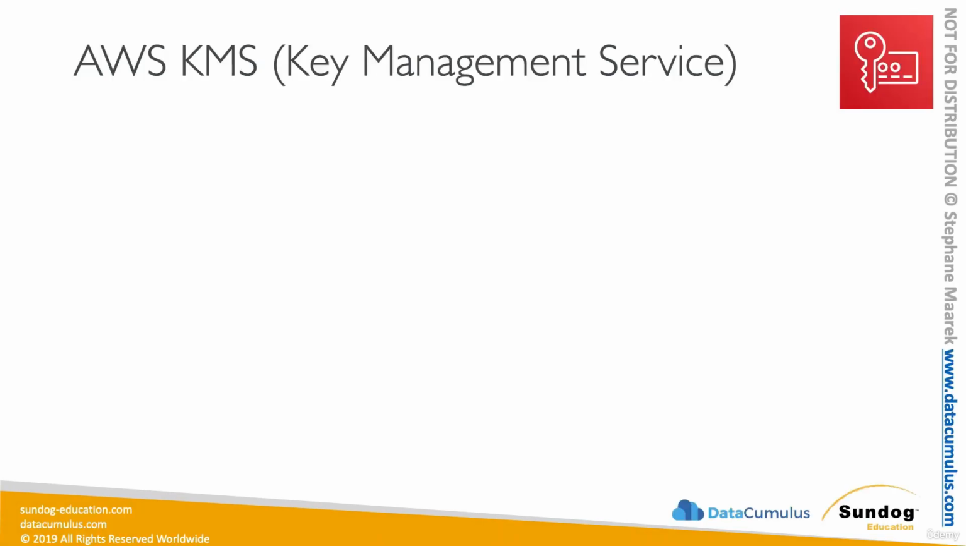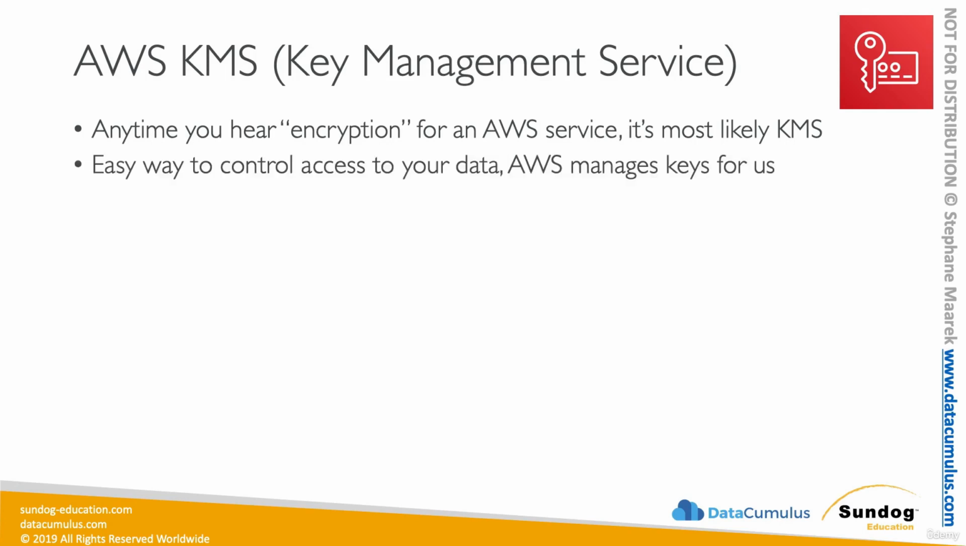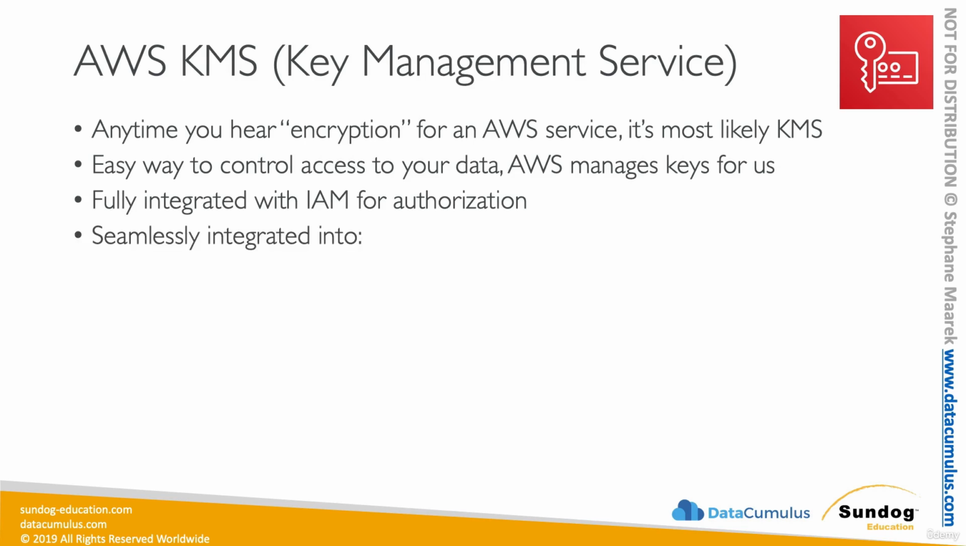Now let's talk about KMS. KMS is going to be everywhere in AWS anytime you hear encryption. So encryption is usually backed by KMS. It's an easy way for you to control who has access to your data, and AWS will manage the encryption keys for us. It will be fully integrated with IAM for authorization and with CloudTrail if you want to track the API calls done to KMS. So it has seamless integrations with so many AWS technologies.